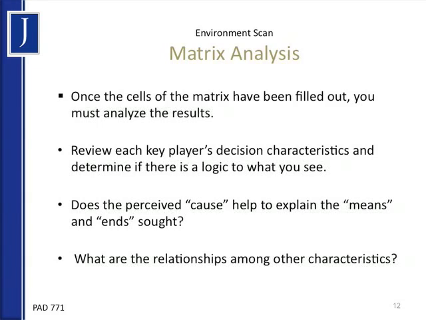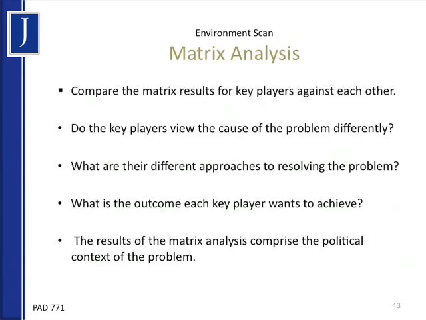Once the cells of the matrix have been filled out, you must analyze the results. Review each key player's decision characteristics and determine if there is a logic to what you see. Does the perceived cause help to explain the means and ends sought? What are the relationships among other characteristics? Before you make a determination of what information is important to report to your client, you must first view the results in their entirety. Compare the matrix results for key players against each other.